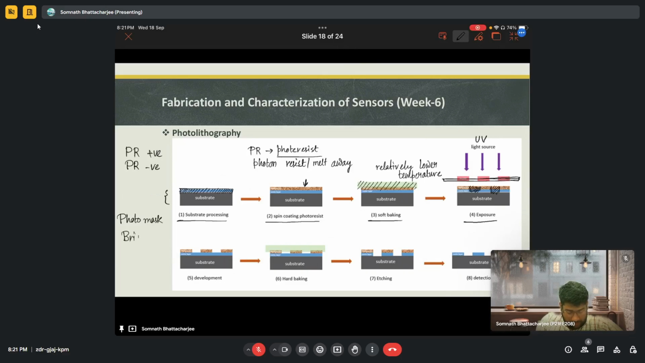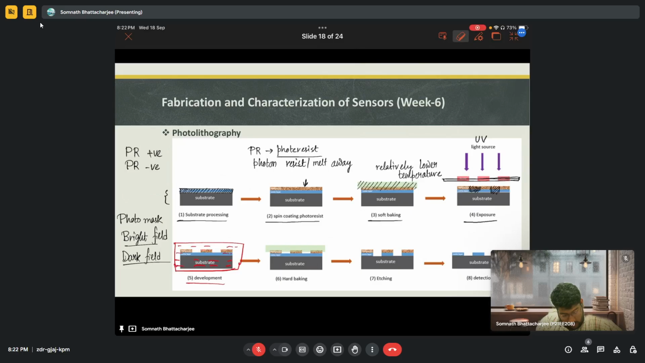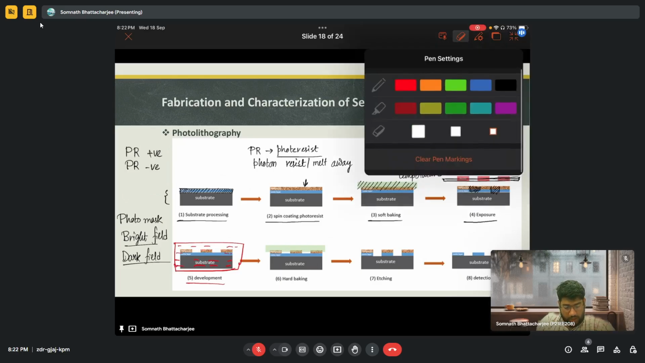First one is a bright field, while the next one is a dark field. Okay. So we'll explain those after this as well. So what happens after this is that there's a development process. We just put this inside a solution named the developer solution, and it will melt away the PR in these positions. Okay. So it will melt away those areas.